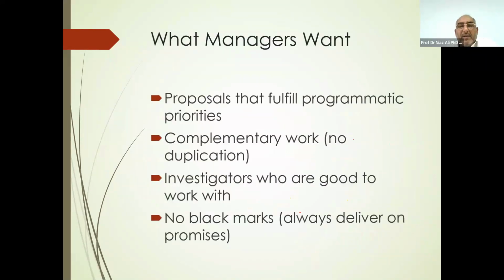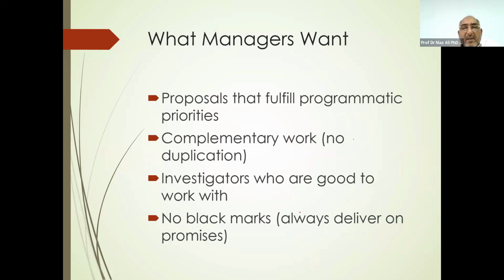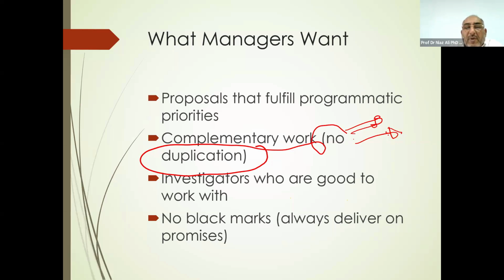So what do managers want? Proposals that fulfill programmatic priorities. No duplication. From where will you come to know if it is an ongoing project and program? When you have a meeting with the assistant director and the manager, they will say, please do not go in this direction because we have already funded a proposal on this. And if you go on this one, we may give you a waiver as your proposal may be funded. So a meeting with these managers is encouraged, which we do not usually do, especially in ongoing projects. This is very true for the ongoing research projects.